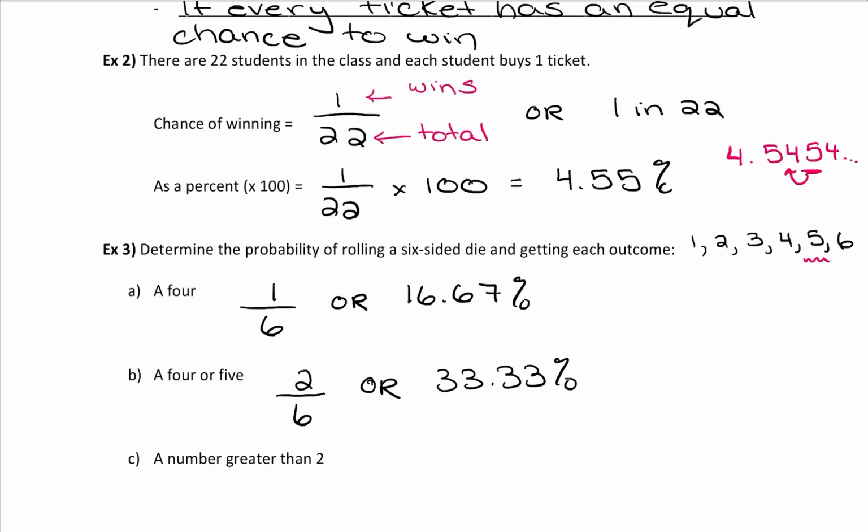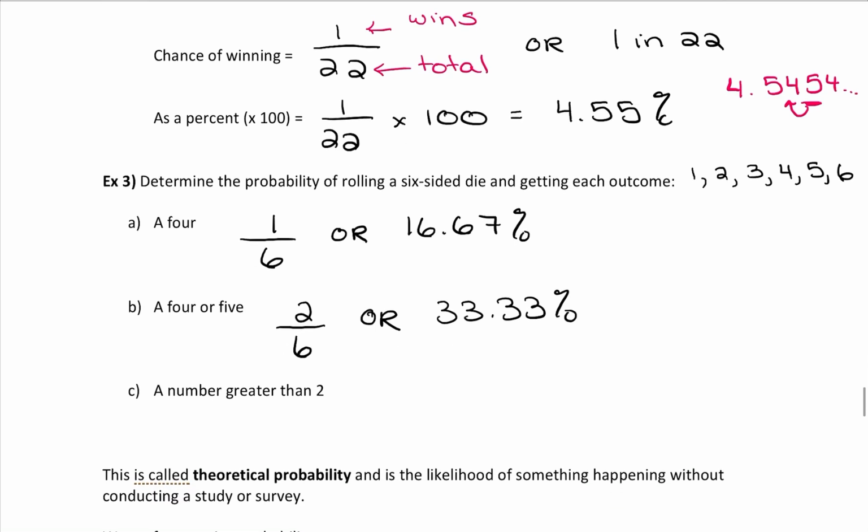All right. C, a number greater than 2. All right, so again, we have 6 numbers in total. Let's go back to our list. Greater than 2 does not mean including 2. So if it said 2 or greater, that would be different. So 3 fits, 4 fits, 5 fits, and 6 fits. So there's 4 numbers out of 6 that fit. Again, if you change it to a percent, 4 divided by 6 times 100 is 66.67%.